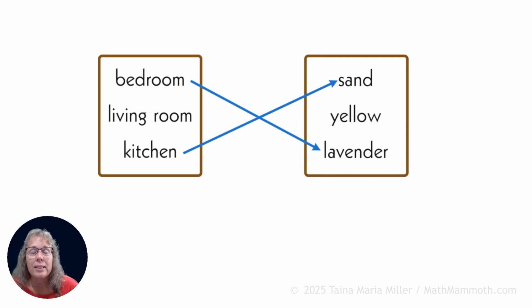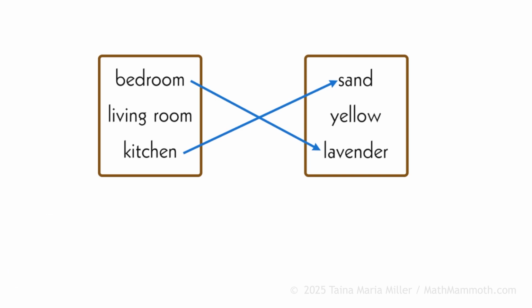What about this? Is this a function? Does each input have exactly one output? Well, no, because there's one input with no output at all. Living room has no color assigned to it. So therefore, this is not a function, but I could make it one. Let's say I assign living room to be lavender. Now it is a function.